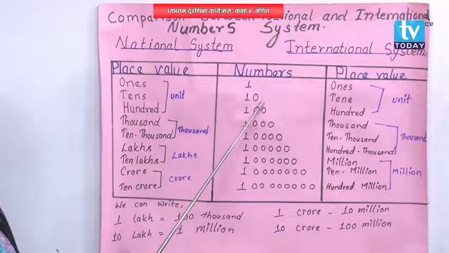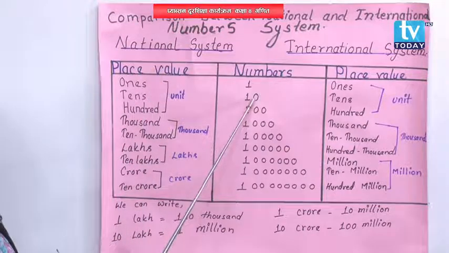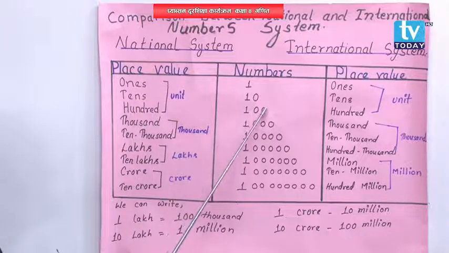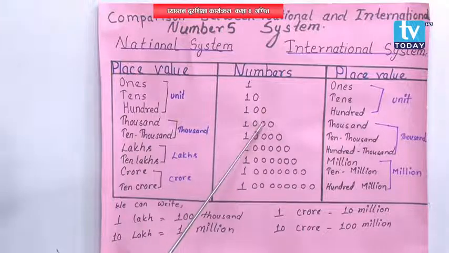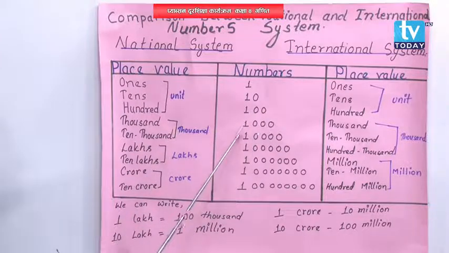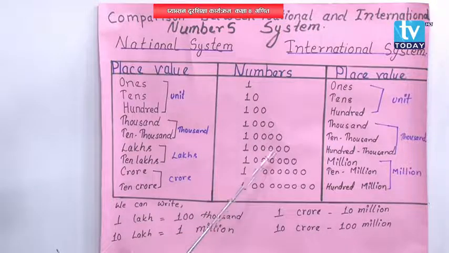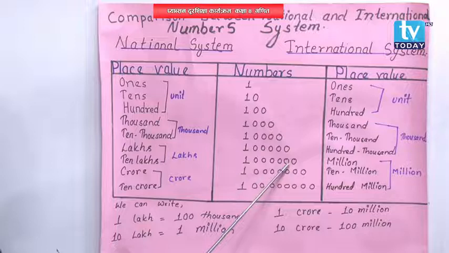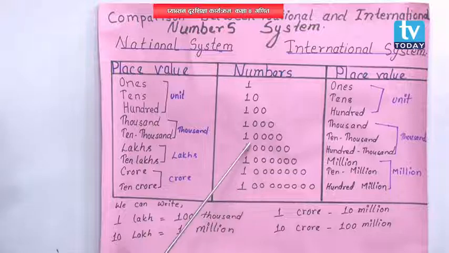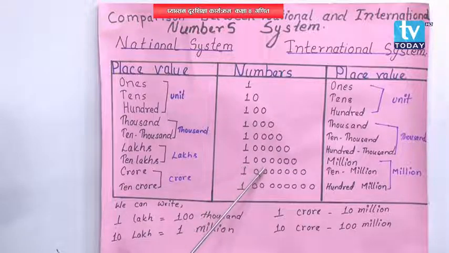Ones means single digit 1, tens means 1 0, which is 10, 100 means 1 0 0, two times 0. 1000 has three zeros, 10,000 has four zeros. Then lakh is 1 with five zeros. How many zeros are there in lakh? See, 1 and five zeros. So 10 lakh has six zeros, 1 and six zeros. Let's count: 1, 2, 3, 4, 5, 6. You have to count and write in your notebook as well.